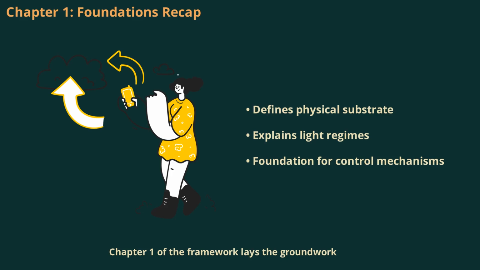Chapter 1 of the framework lays the groundwork by defining the physical substrate of polaritonic matter. It explains how different regimes such as frozen light and liquid light are achieved in microcavities and extended structures. This foundational knowledge is crucial for understanding the advanced control mechanisms introduced in Chapter 2.